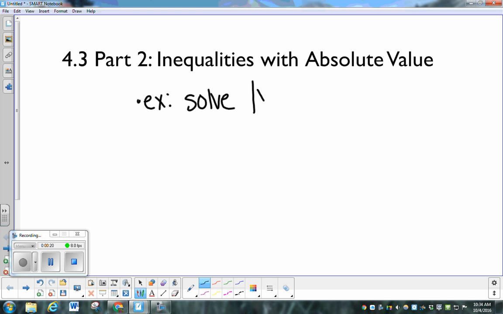So we're going to solve the absolute value of x is less than 4, and then we're going to graph it. So we're starting with a simple one here. What we want to keep in mind here is that an absolute value means distance from 0. So what this is saying, I'm going to translate this into words for us because I think this is the best way to think about it.